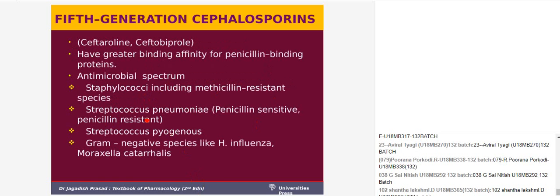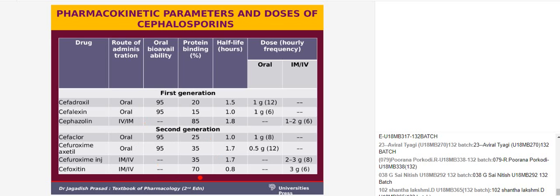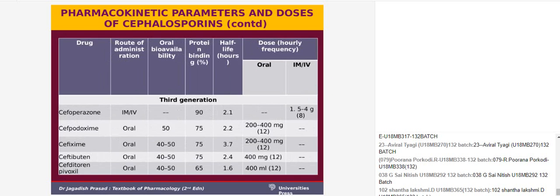And the fifth generation has greater binding affinity to penicillin binding proteins. Their antibacterial spectrum includes gram positive organisms, including methicillin resistant species, Streptococcus pneumoniae, and Streptococcus pyogenes, and gram negative species like influenzae, Moraxella, and Catarrhalis. Okay, regarding kinetics, they are used orally and parenterally, and like penicillins, they are also used along with probenecid.